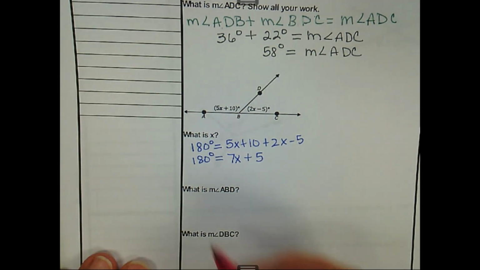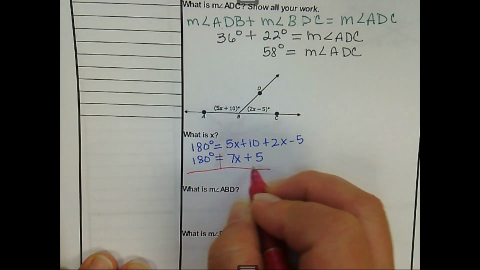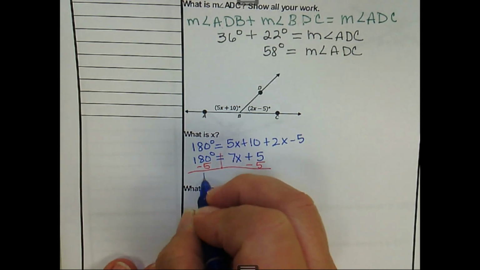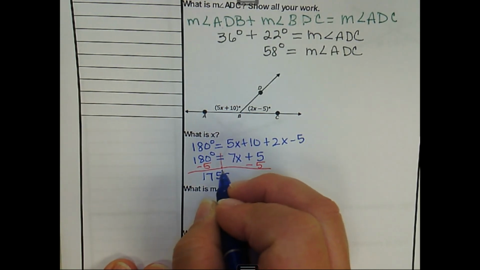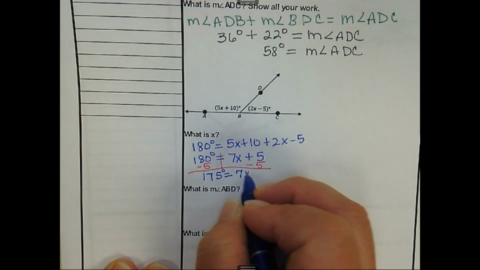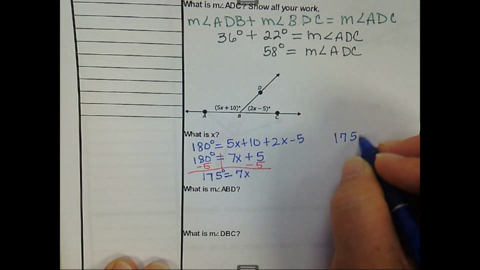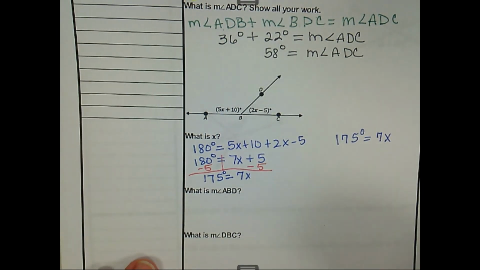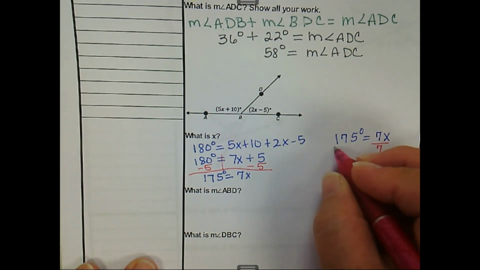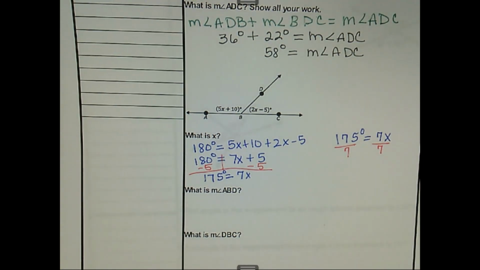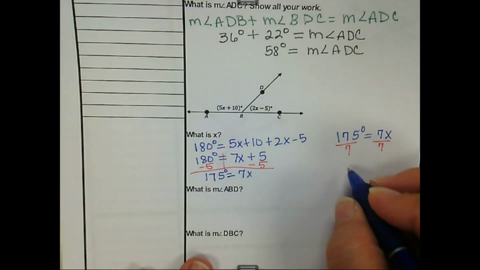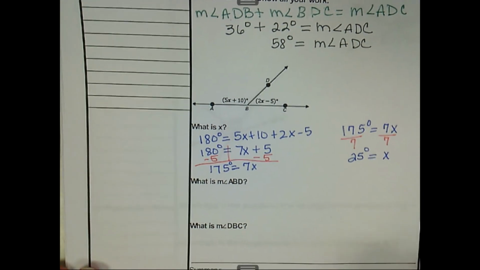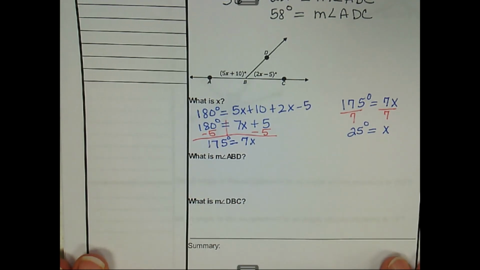Now we solve. I've added 5, so I have to subtract 5 from both sides. 175 degrees is equal to 7x. Okay, last step is to divide both sides by 7. So 175 divided by 7 is 25. 25 degrees is equal to x. Okay, now for the next ones, you use substitution.